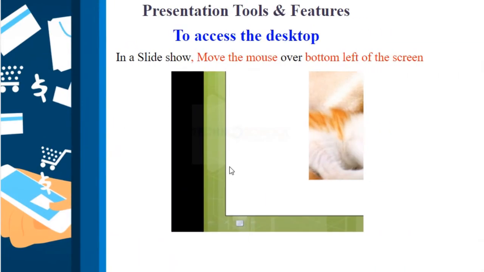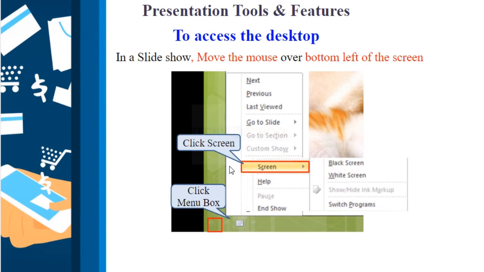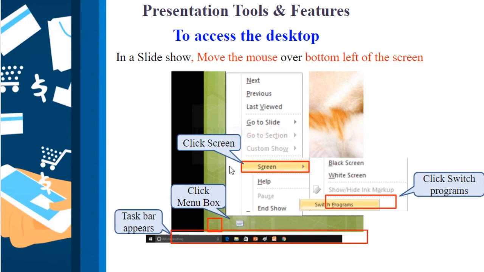To access the desktop: sometimes you may need to access the internet or other files and programs on your computer during your presentation. PowerPoint allows you to access your desktop, that is the desktop taskbar, without ending your presentation. Move the mouse and click the menu box option in the bottom left of your screen. Select Screen, then click Switch Program. Your computer taskbar will appear. Choose a program you want to switch to. So like this you can do it.